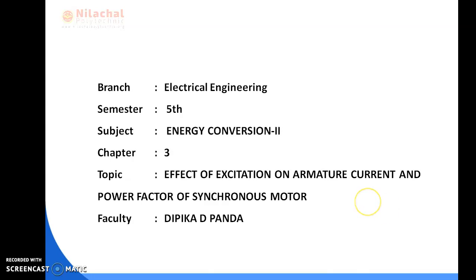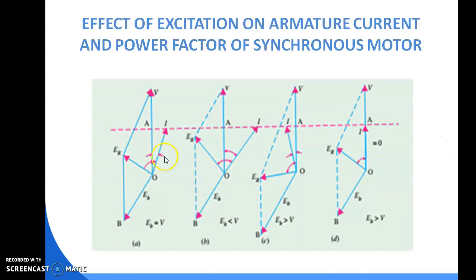We are doing chapter 3, that is Synchronous motor, and today's topic for discussion is the effect of excitation on armature current and power factor of a synchronous motor. So, here is the phasor diagram. We will discuss one phasor diagram individually. We will go one by one. First, let us analyze it in a better way.